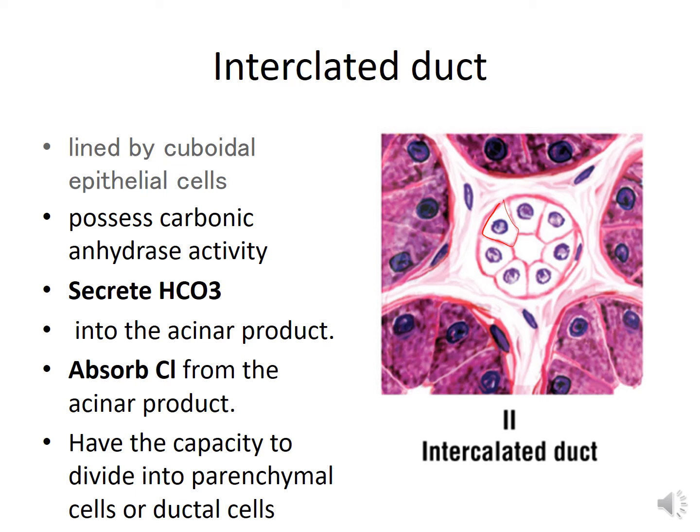So you can well appreciate their size as compared to the secretory serous acini. Chloride is absorbed from the salivary secretion, and they also have the capacity to divide into parenchymal cells or ductal cells. So these cells perform two functions. They secrete bicarbonate into the salivary secretion, and they absorb chloride from it, and they have the capacity to divide into parenchymal cells or ductal cells. So they also act as stem cells.